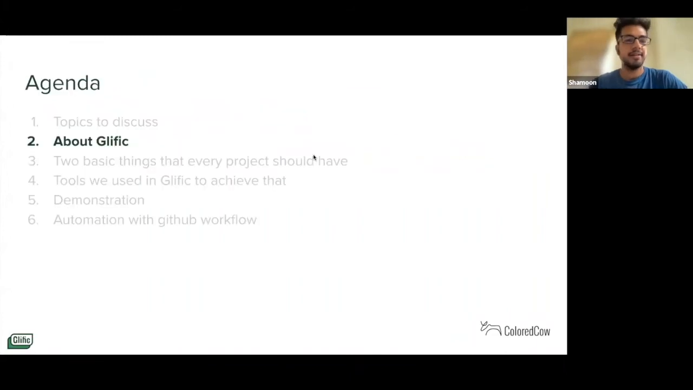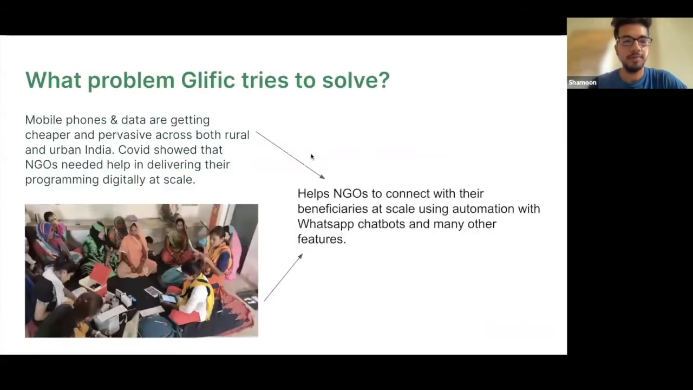Before that, I'll give you a quick brief about what Glific is and what problem it tries to solve. Glific is an open source two-way communication platform that helps NGOs to message or contact their beneficiaries at scale. In 2020, when the COVID wave hit, NGOs were not able to physically contact their beneficiaries and help them. So we thought of a way NGOs can leverage the tools and technologies available today to help these beneficiaries by just asking them questions or taking surveys, and not actually visiting them physically.